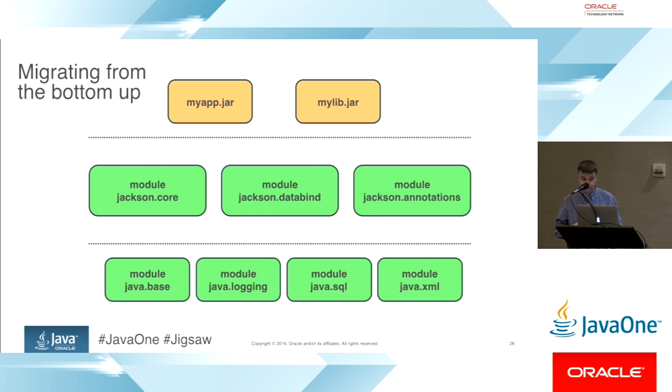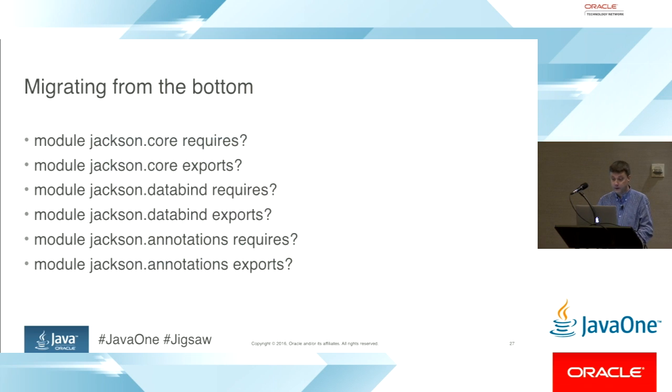Green is module. Orange is the class path. Exactly as Alex did in the first part of the presentation, when you're migrating and you see a module, you have to ask the questions. What do they require? What do they export? So for each of our 3 Jackson jar files, if we're going to think of them as modules, we need to think about what do they require and what do they export.